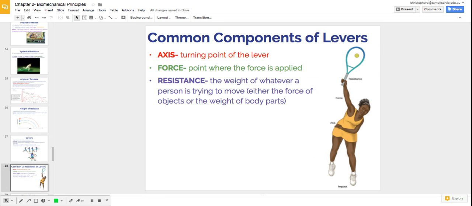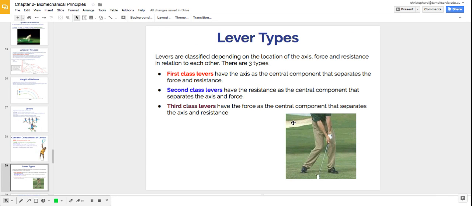The most common components of levers we have is the axis, which is our turning point. So, for example, if we use our tennis player here, that is their hips. The force is the point where the force is applied, for example, using this tennis racket, where the force is coming from our shoulder. And the resistance is whatever a person is trying to move, so that's going against the ball there. There are 3 different types, and it depends on the location of the axis, the force, and the resistance. So we'll go through each of those now.